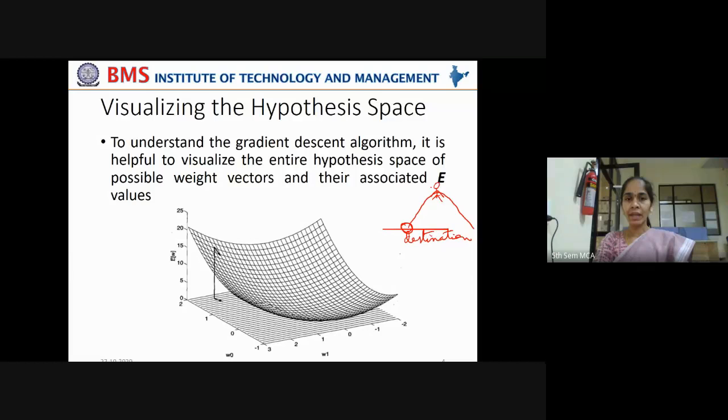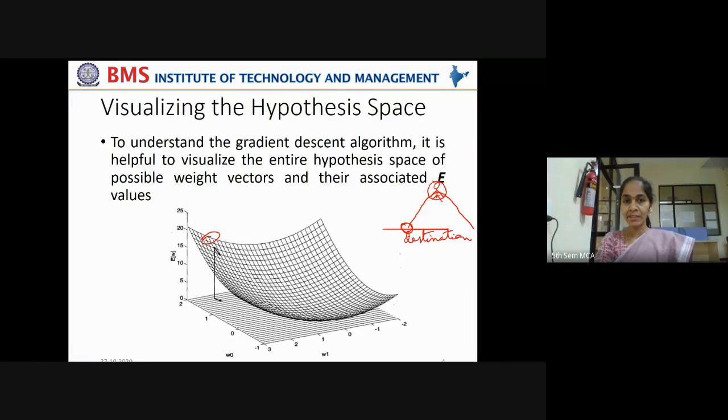In the same way, let me compare that with this problem. We are starting with random weights initially. We don't know what the optimal weights are. We are starting with some random weights. Here he is starting with some random direction. Here we are starting with some random weights. Now we are trying to reduce the prediction error.